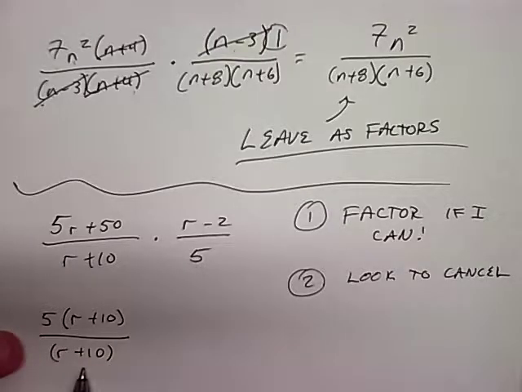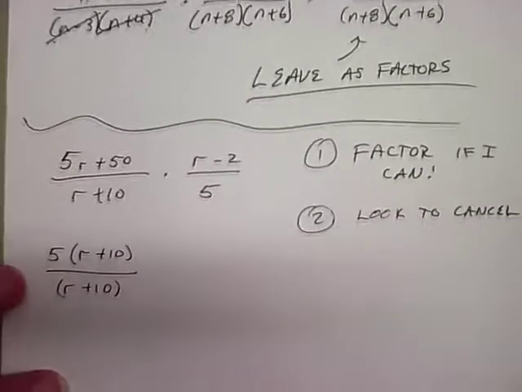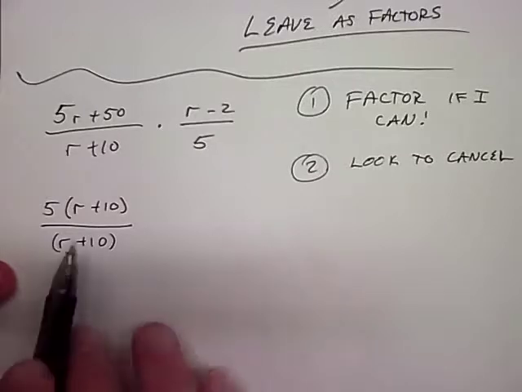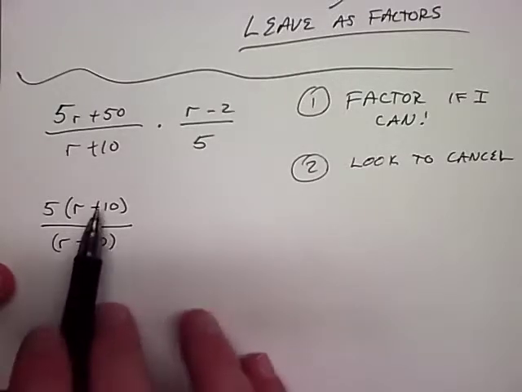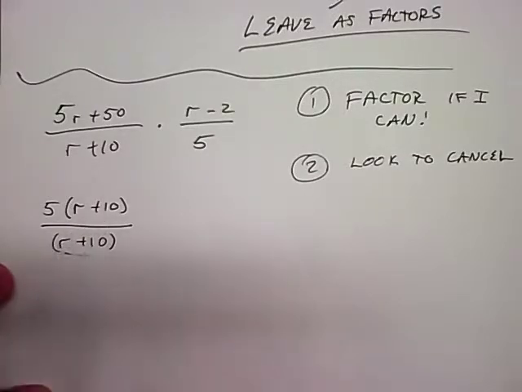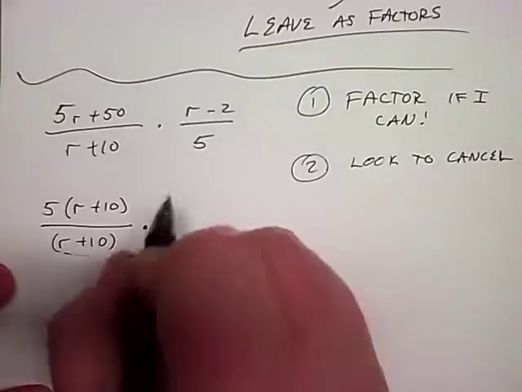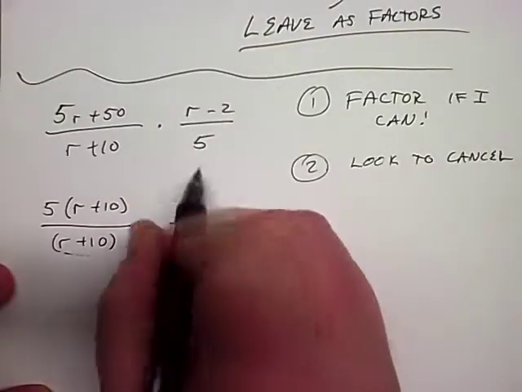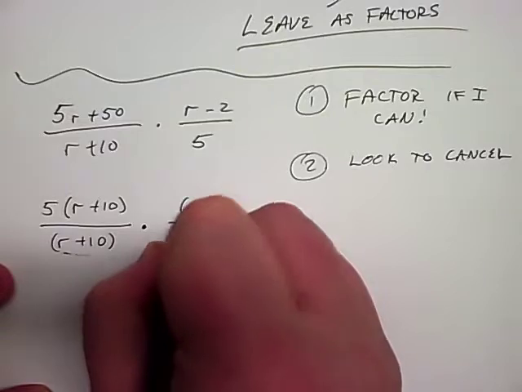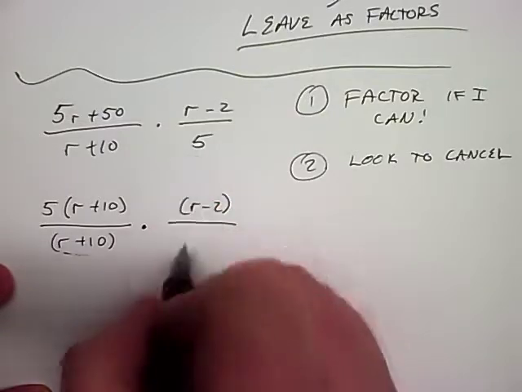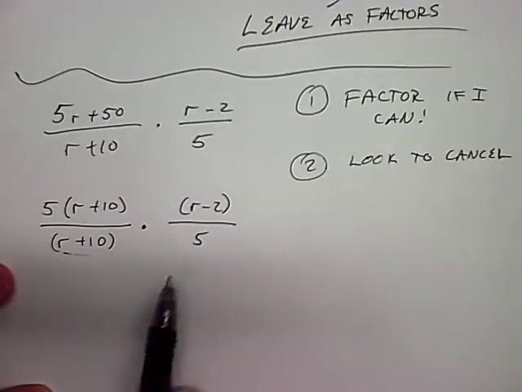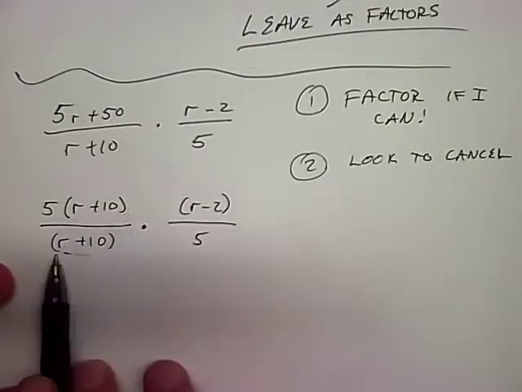Now, notice I'm putting that in parentheses to remind myself, let me scoot it up here, to remind myself, hey, this whole thing has to cancel with somebody else. And then the r minus 2 on top, there's nothing I could cancel out with that, so r minus 2. And then the 5, there's nothing I could factor there. So now I'm looking to see, does anything cancel with anything? Well, I have r plus 10 and r plus 10.